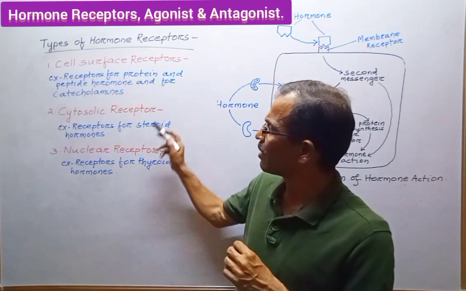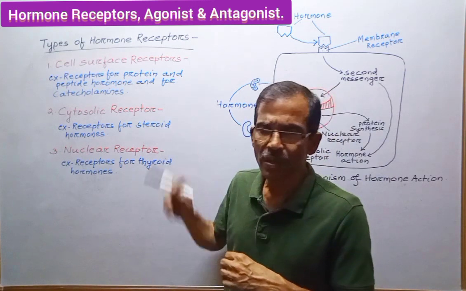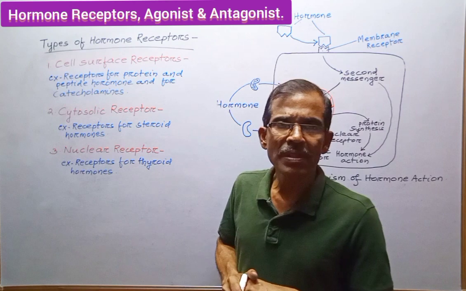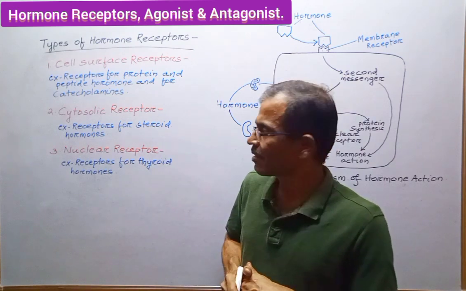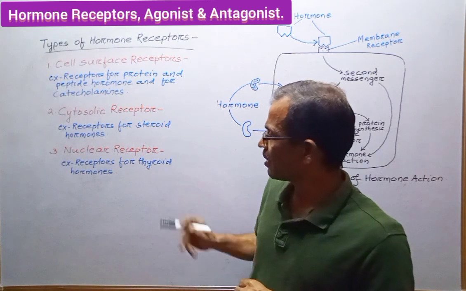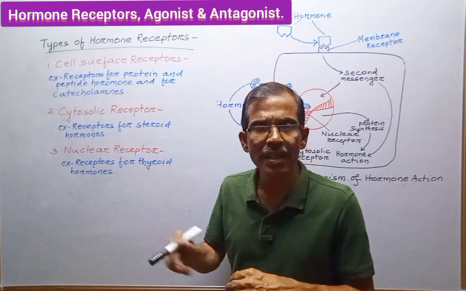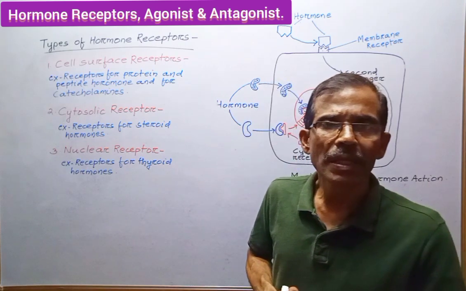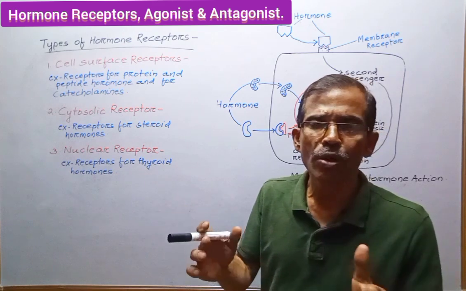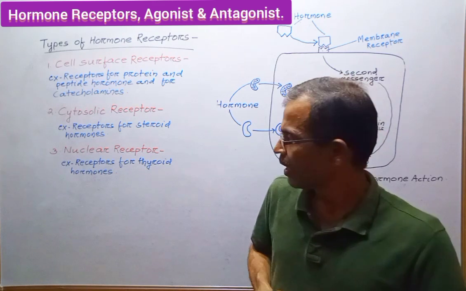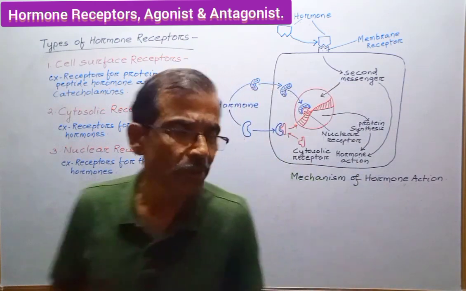Second one is cytosolic receptors. These are located in the cytosol. Examples are the receptors for steroid hormones. And third one is nuclear receptors. Such receptors are located inside the nucleus. They are believed to be in direct association with one or more chromosomes. Examples are the receptors for thyroid hormones.